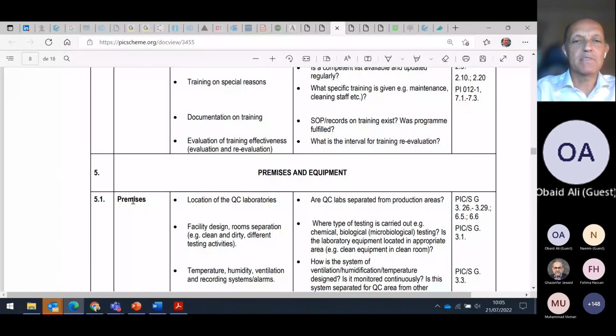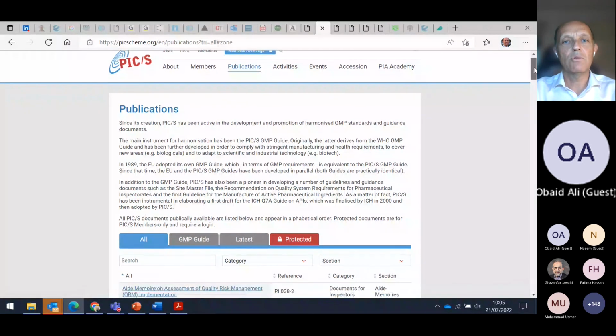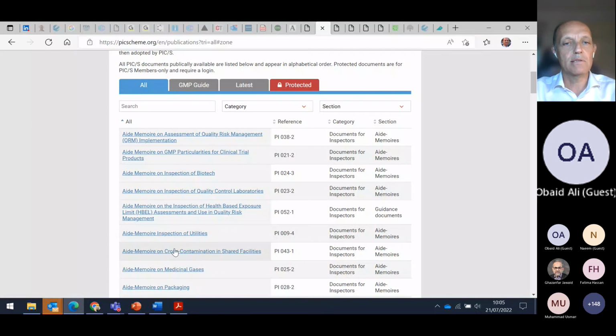So premises, location of the QC labs. Are QC labs separated from production areas? You may read that, and as I said, this is public. You can see it here. When looking at the PICS, you come to publications, and here you have all these aide-memoires about utilities, about packaging, and so on. Just to say that, of course, there is this type of checklist that is very useful, and very helpful to know where you are if you want to do it on your own.